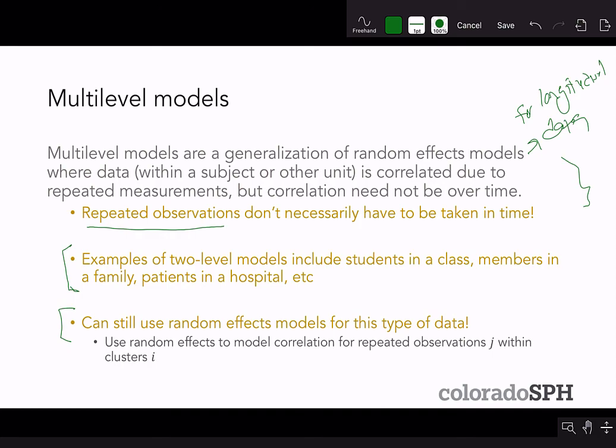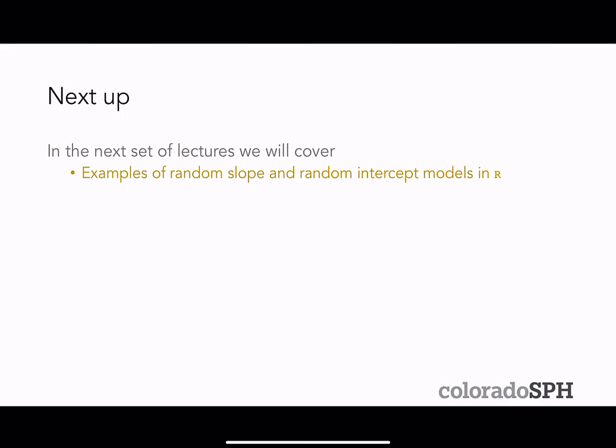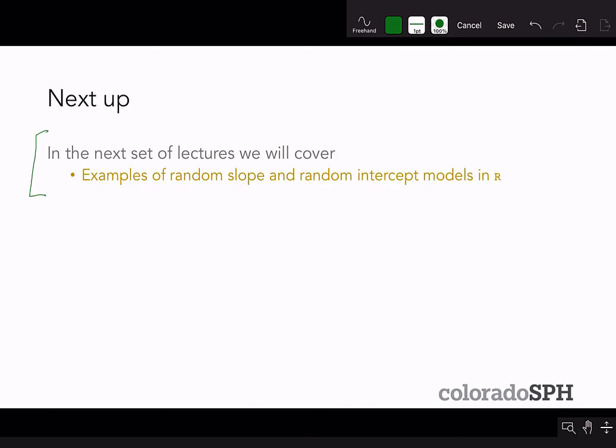So it's just good to know that if you see something about hierarchical structures or multi-level models, those can be modeled using the same sort of random effects framework that we're using here. And so in the next set of lectures, we're going to cover some practical examples of random slope and random intercept models in R.